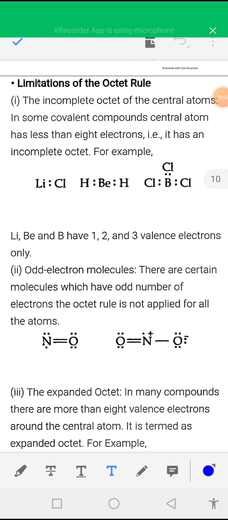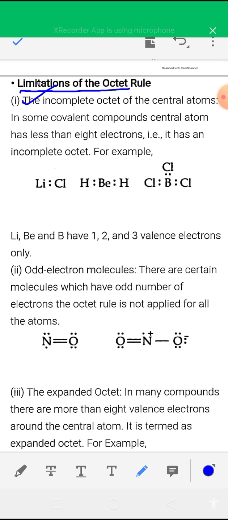Good morning, students. In this video, first I will discuss the limitations of the octet rule. In the last video, I discussed up to the Lewis dot structure of covalent compounds. So today's first topic is the limitation of the octet rule.